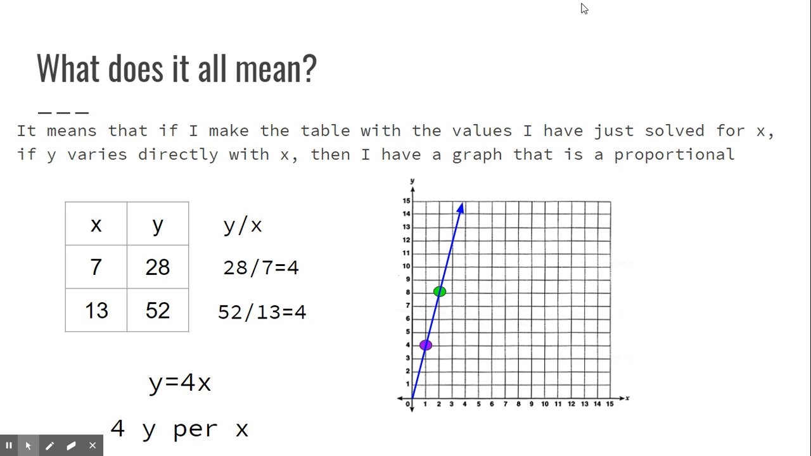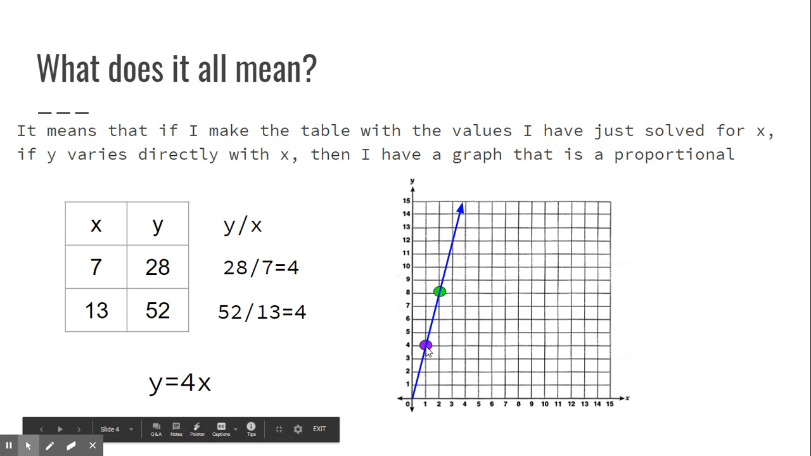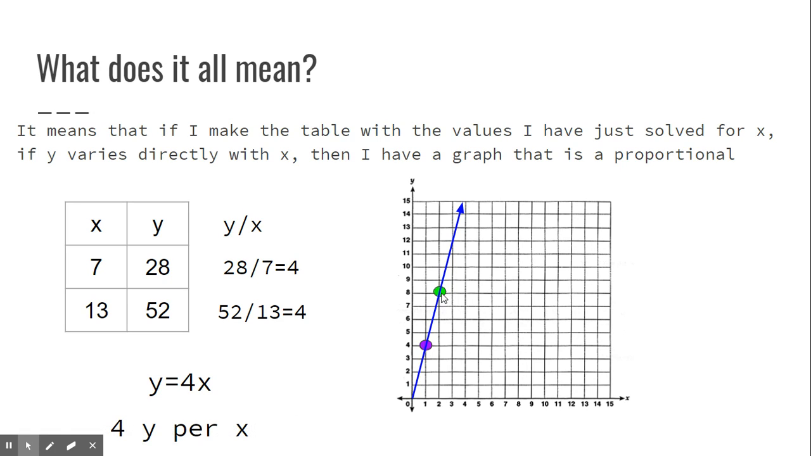And I knew that because when I divided the points that were originally given to me in the story, I got a unit rate of 4. When I solved for 13, I also got a unit rate of 4. That means this point, this purple point, and this green point are all the same, y equals 4x. They all have the same proportion, the same value of 4.